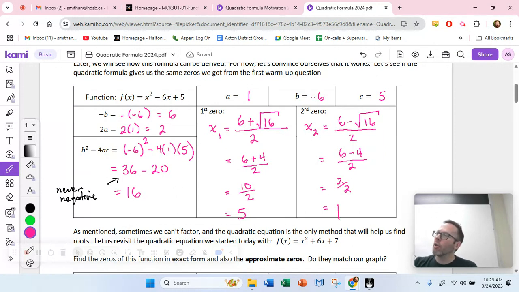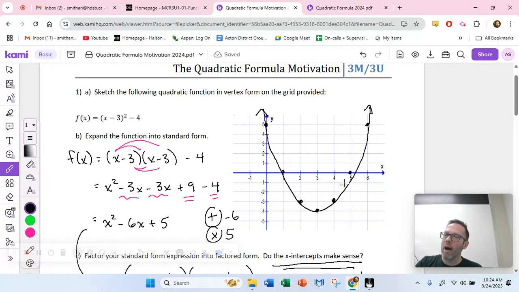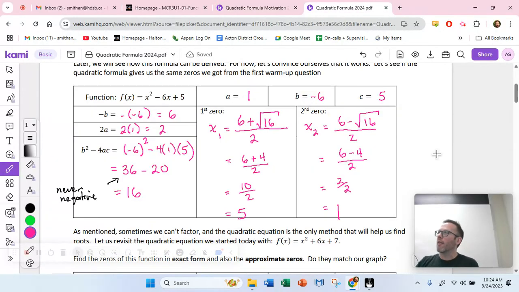Now, if you guys go and look at that half-page motivation, were 5 and 1 our x-intercepts? Yes, the answer is yes. 5 and 1 were our x-intercepts. The quadratic formula works. You guys convinced it works? It works. And for those of you who don't like factoring, you have another option now. The quadratic formula gives you your x-intercepts, no factoring required.